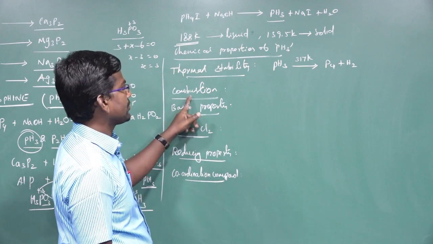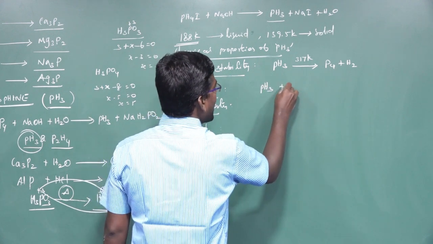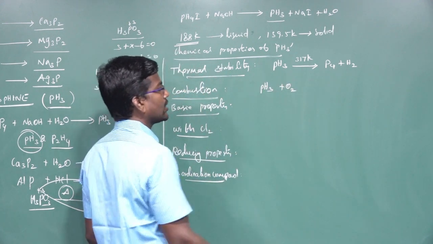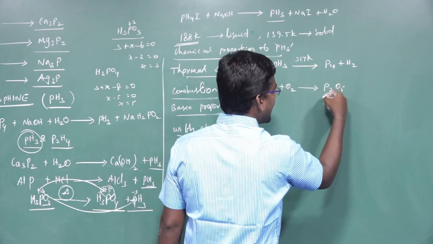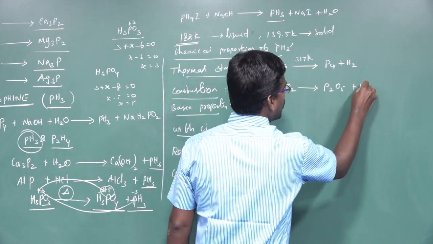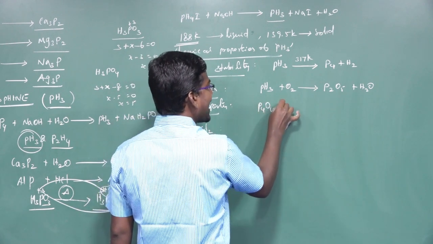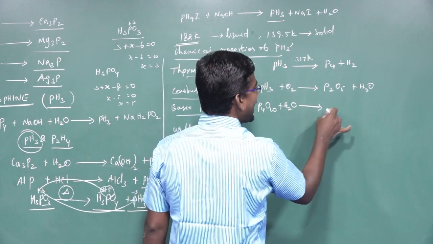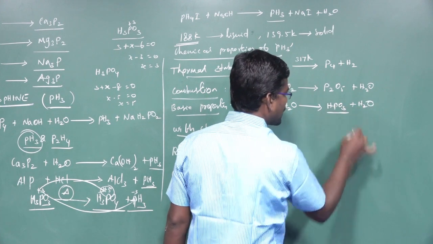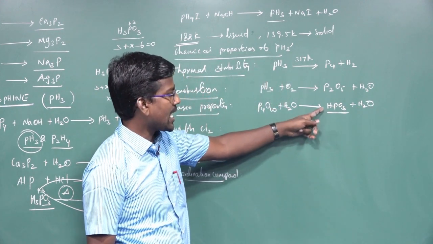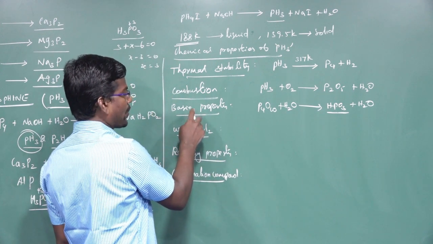Next, combustion. Phosphine PH3 burns in air to produce phosphorus pentoxide P2O5, or P4O10, and water H2O. Phosphorus pentoxide P4O10 is hydrolyzed by water to give metaphosphoric acid. What is the formula of metaphosphoric acid? HPO3, metaphosphoric acid.